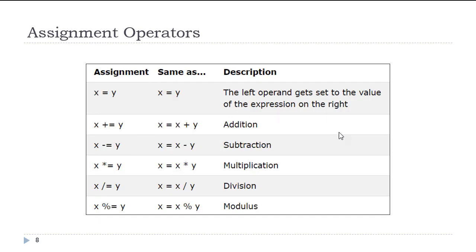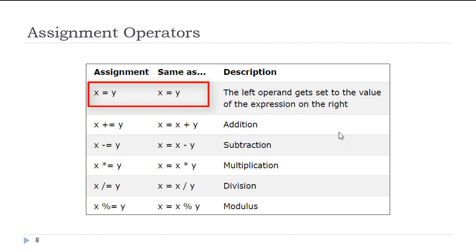We also have what are called assignment operators. The most commonly used assignment operator is the equal sign. And what that is saying is that the left operand gets the value of the right. So what is on the right is stored in what is on the left.